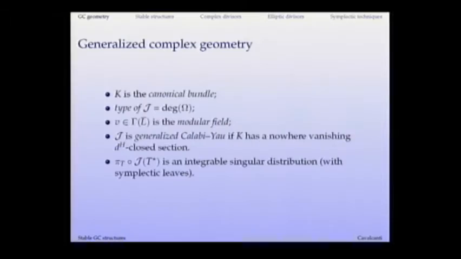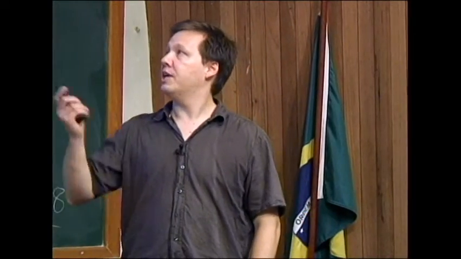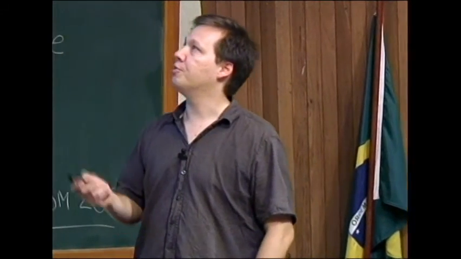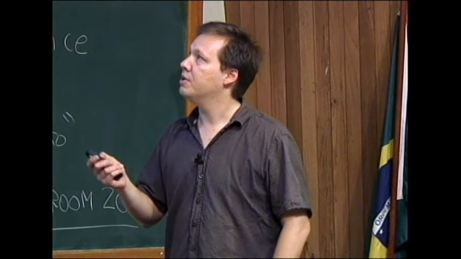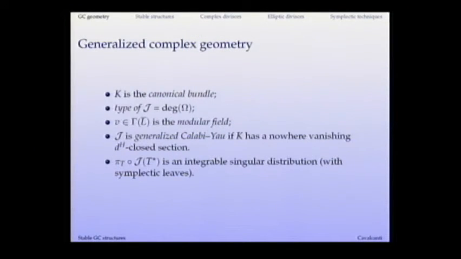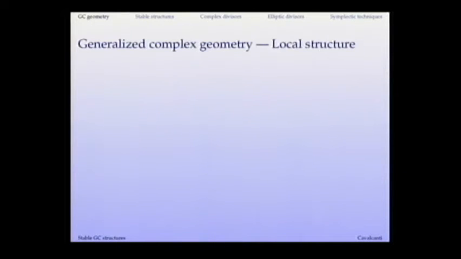Okay, so if you would like to translate to something more classical, that's a few things from generalized complex geometry: the canonical bundle, the type, this modular class. If the modular class vanishes, you get generalized Calabi-Yau, and an intuitive way to think about it if you have not seen them before. Okay. So what is the local structure?